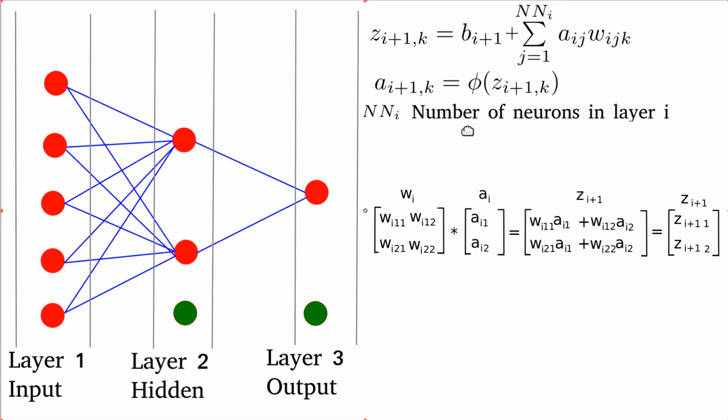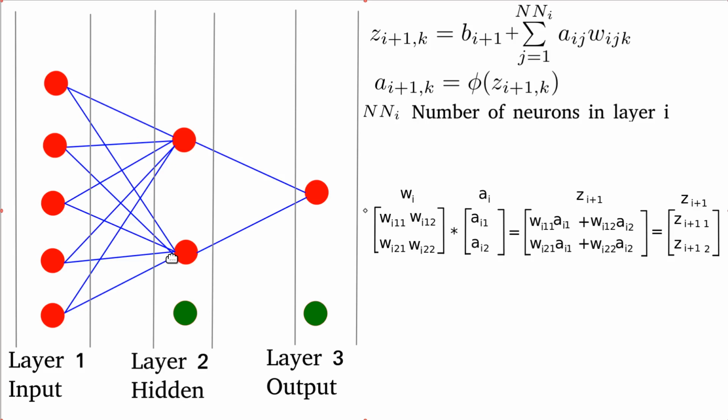So W12 connects the first neuron in this layer with the second neuron in this layer. So each of these elements in this W matrix corresponds to a connection between a neuron in the previous layer with a neuron in the following layer. And these don't have to be square matrices, they can be rectangular matrices.